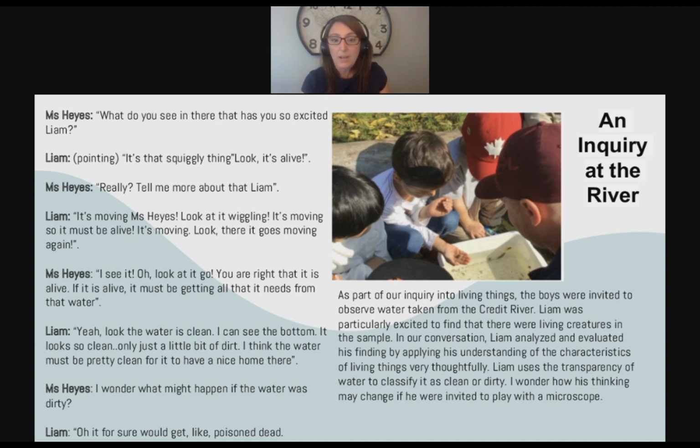If it is alive, it must be getting all that it needs from the water. And Liam says, yeah, look, the water is clean. I can see the bottom. It looks so clean, only just a little bit of dirt. I think the water must be pretty clean for it to have a nice home there. And then I said, I wonder what might happen if the water was dirty. And Liam said, in true kindergarten style, oh, it for sure would get like poisoned dead. So our conversation got cut off there because one of the other boys found some droppings in the forest. So Liam was gone because animal poop is far more exciting than his conversation with the teacher. So it was cut off, but I have this image and I can draw him back to this conversation later.